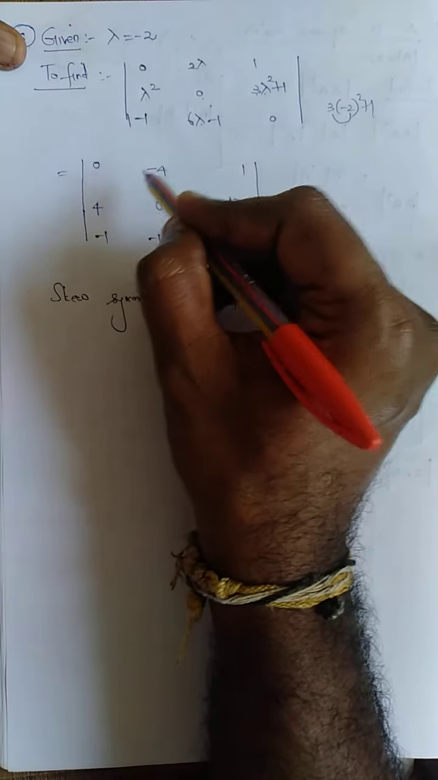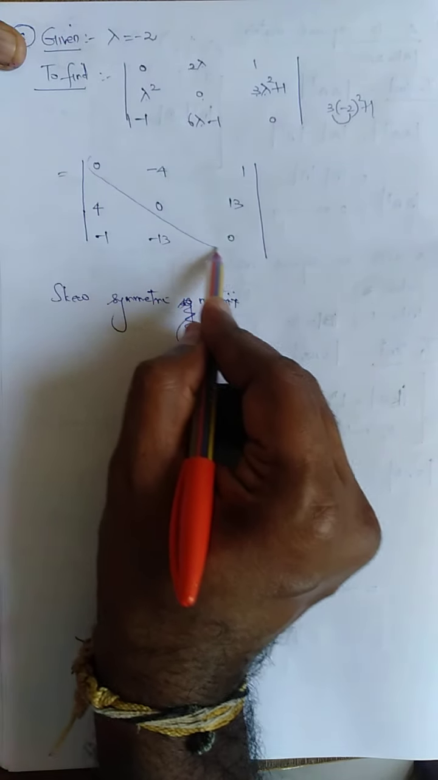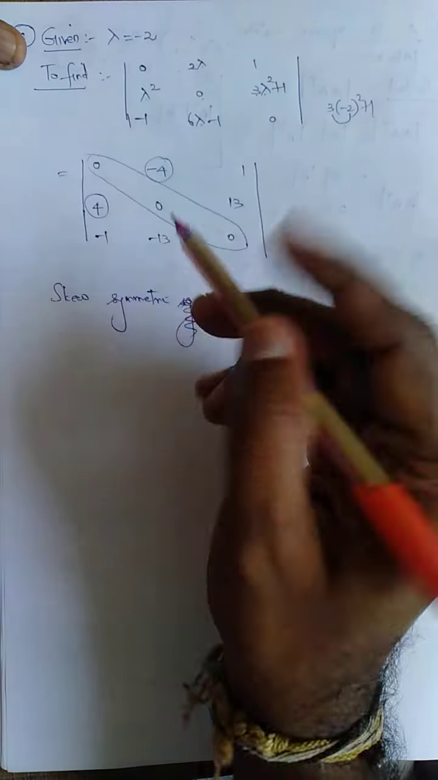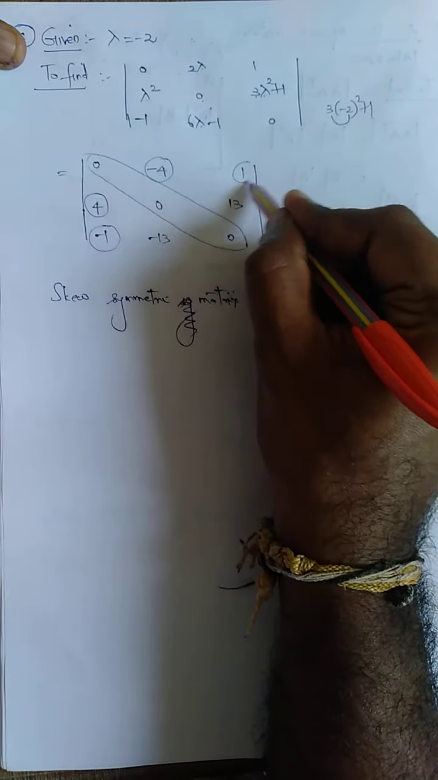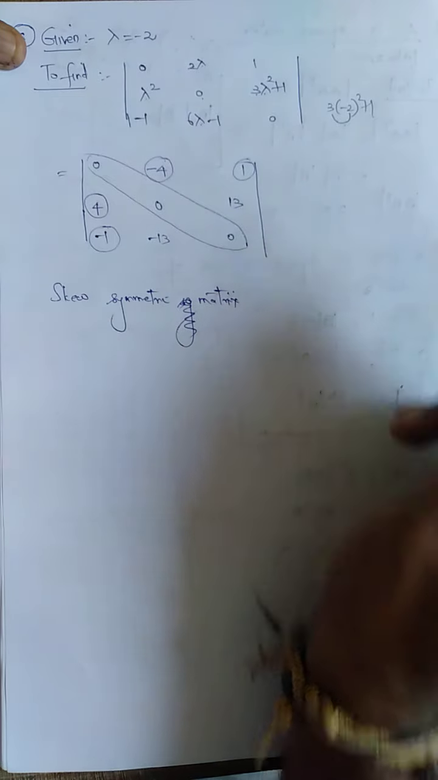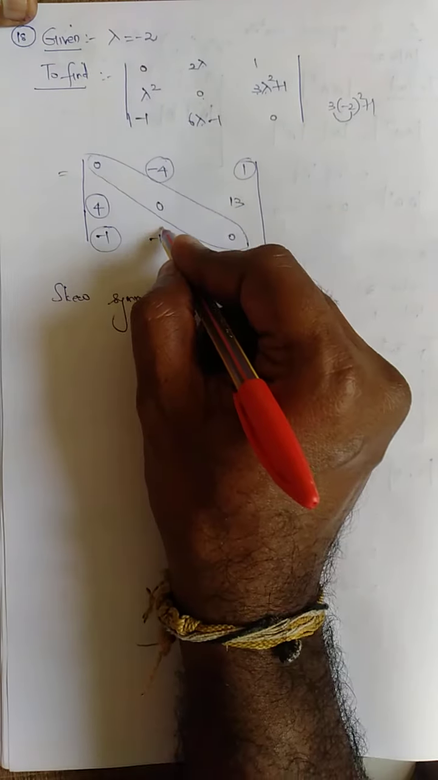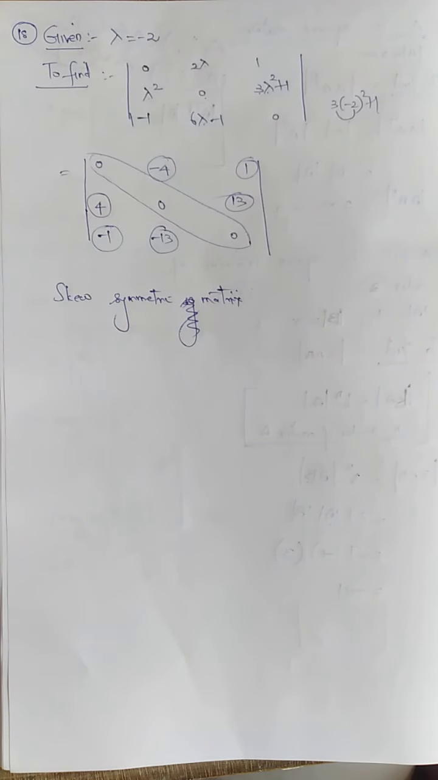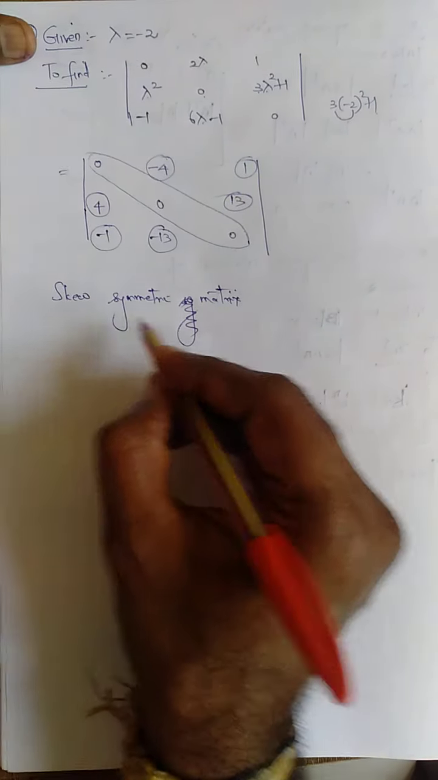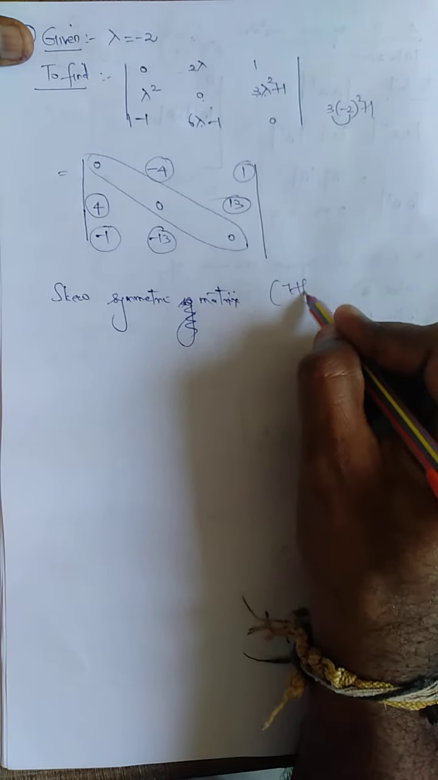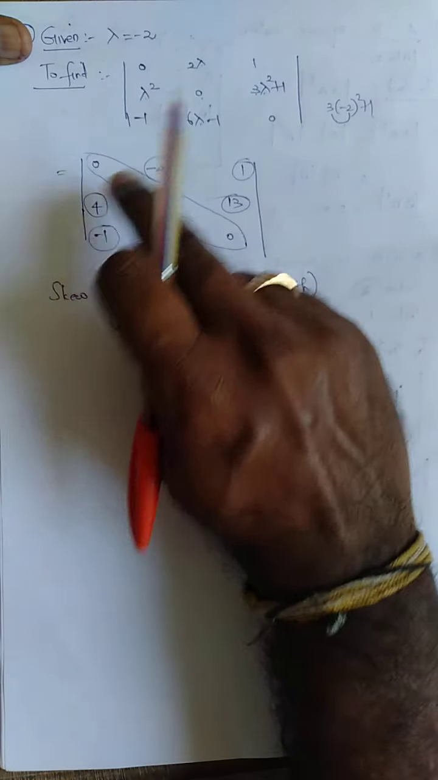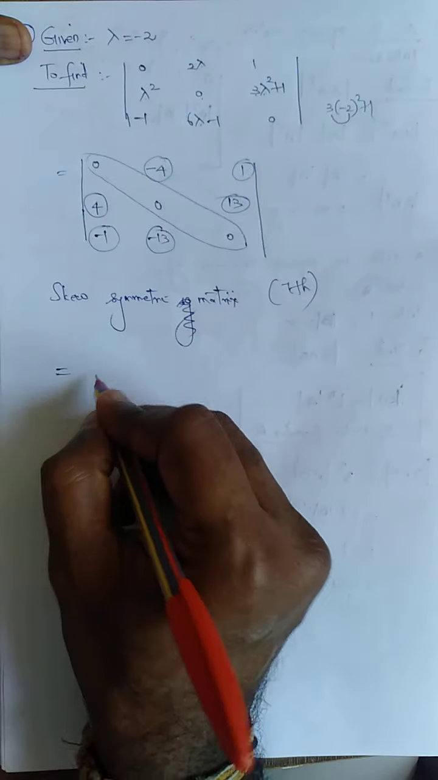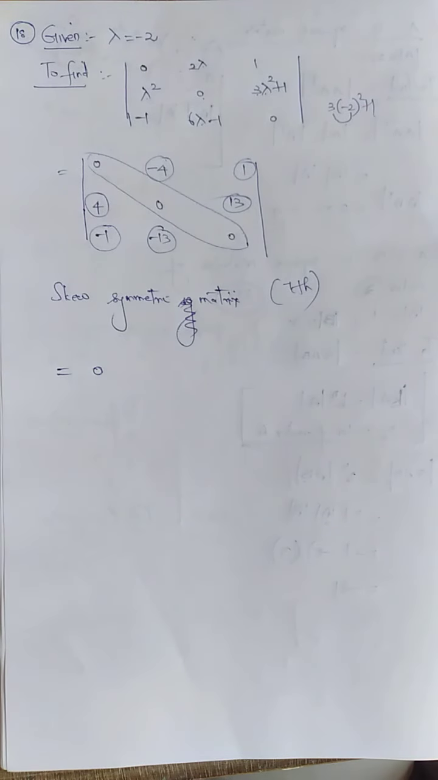So how can I find a skew symmetric matrix? The diagonals are all going to be 0. The sign changes: minus 1, plus 1, the sign changes. Minus 13, plus 13, the sign changes. Only the sign changes, the value remains the same. So in sum number 7, we have also studied that for a skew symmetric matrix the determinant value is going to be 0. The straight answer.